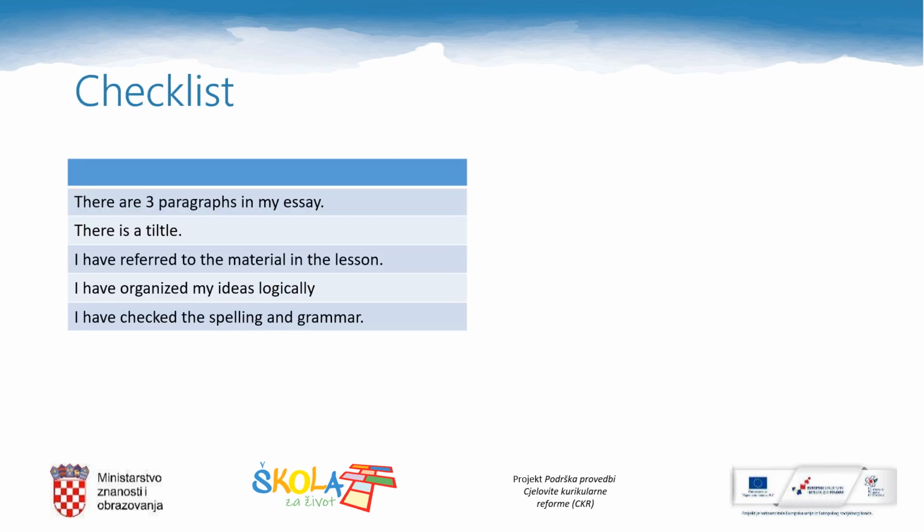To help you do the final task successfully, here is a simple checklist. Once you have finished your essay, go through the checklist. Are there three paragraphs in your essay? Are they clearly visible? Where does the introduction start and finish? What about the body? And what about the conclusion?